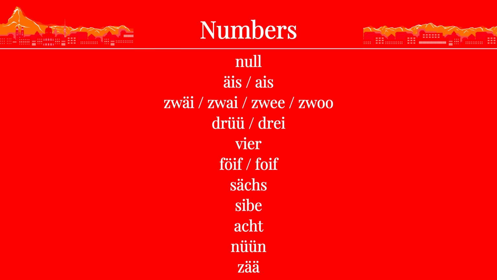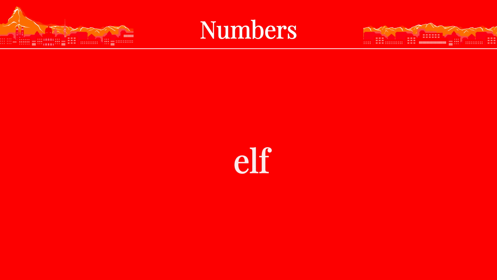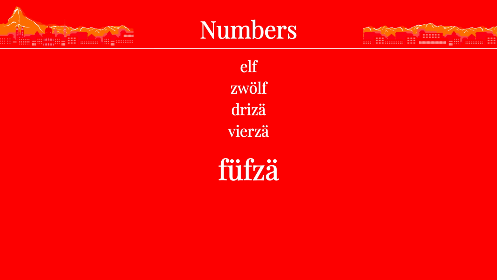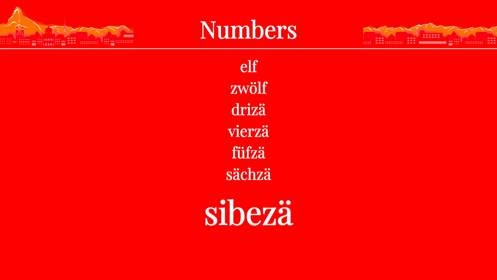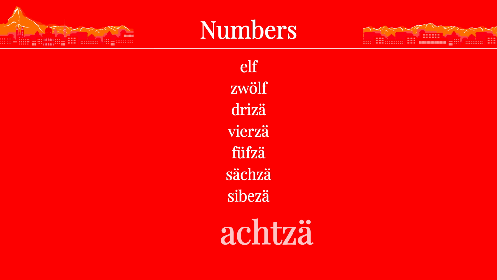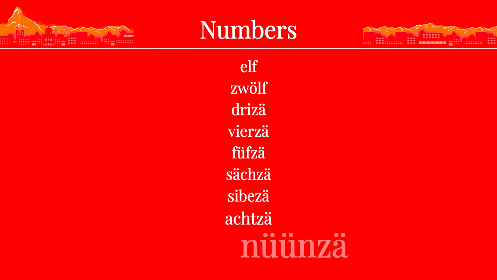The first two numbers are irregular, 11, 12. After that, they are put together, with 13 and 15 being slightly irregular. 13, 14, 15, 16, 17, 18, 19, 20.